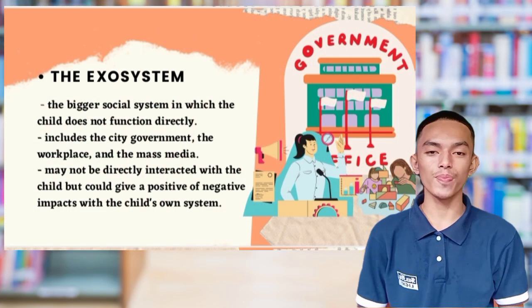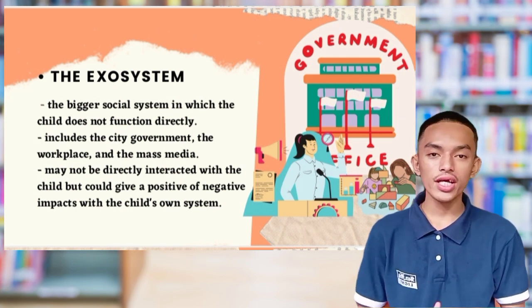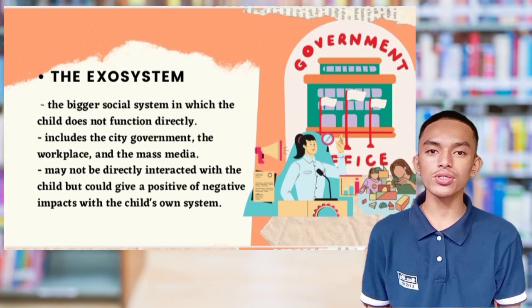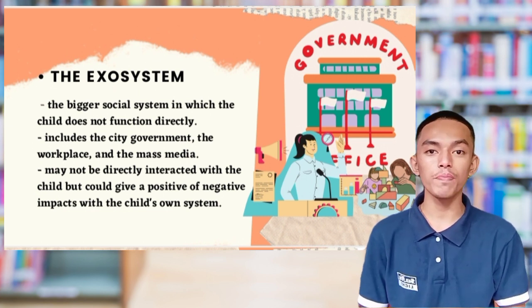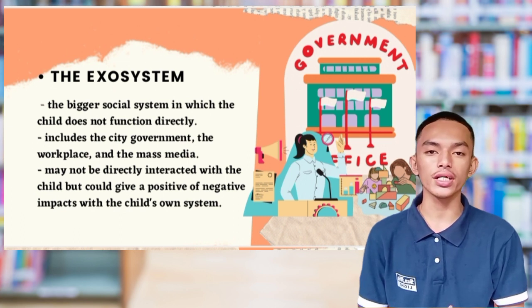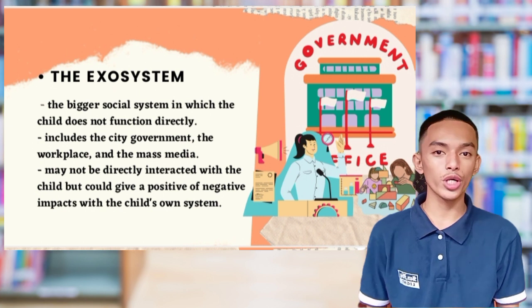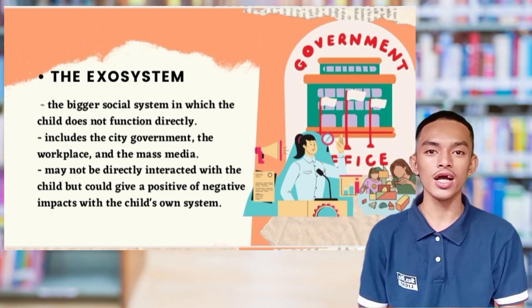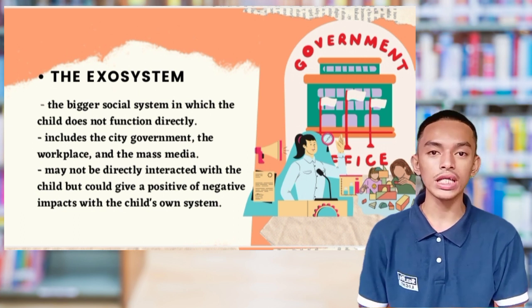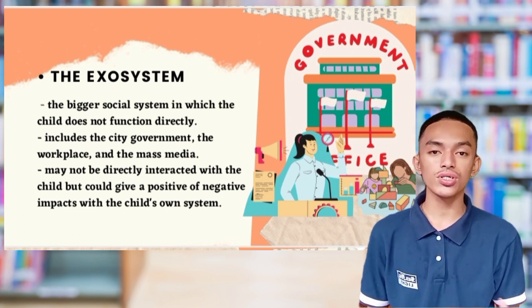And now let us proceed to the third structure of environment, the exosystem. The exosystem is the layer that refers to the bigger social system in which the child does not function directly. This includes the city government, the workplace, and the mass media. The structures in this layer may influence the child's development by somehow affecting some structure in the child's microsystem.